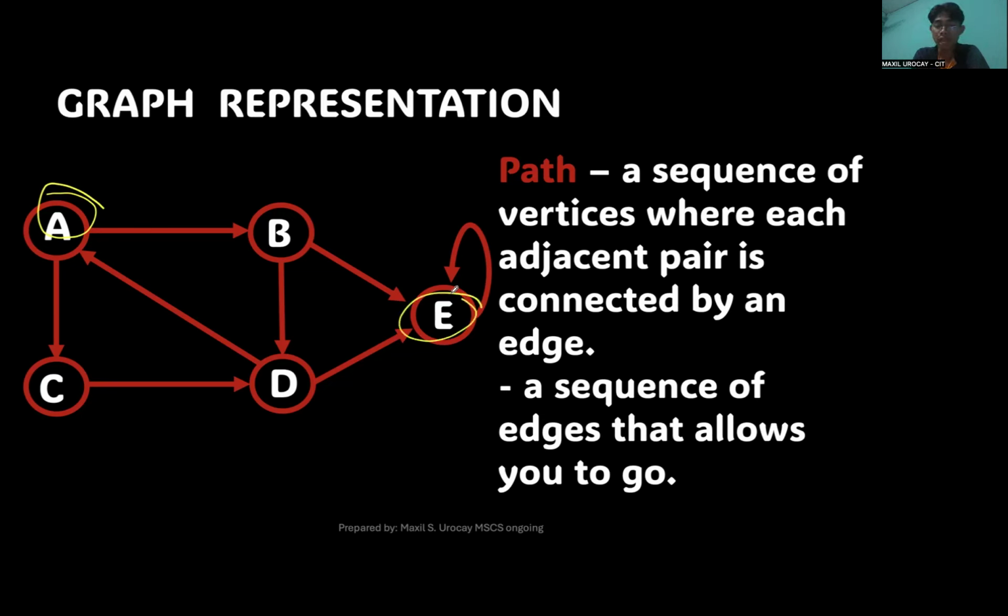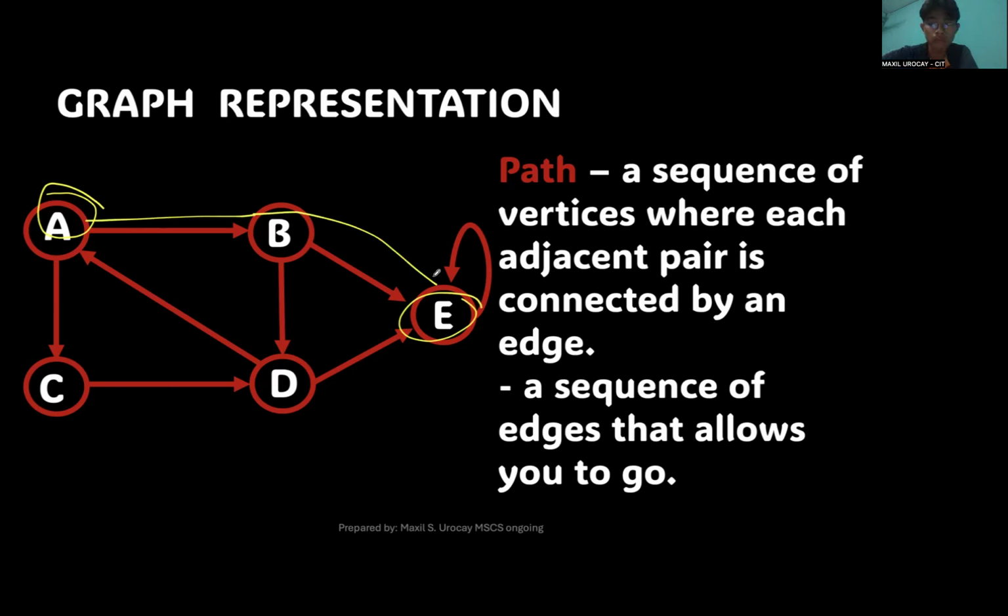So what are the paths that I can take in that graph? Starting from A, the path I can take is from A goes to B, then B goes to E. So that will be the only path right there.